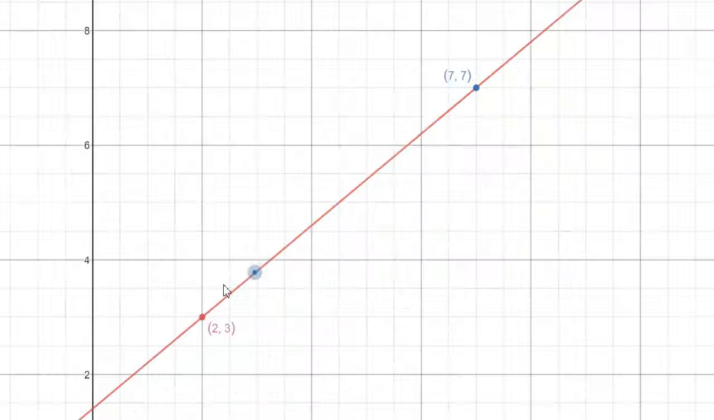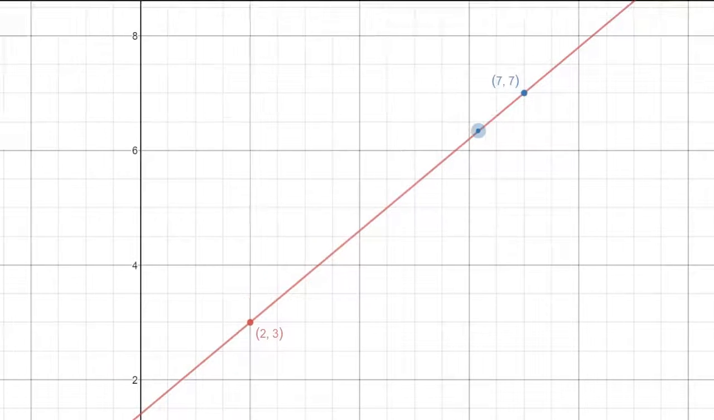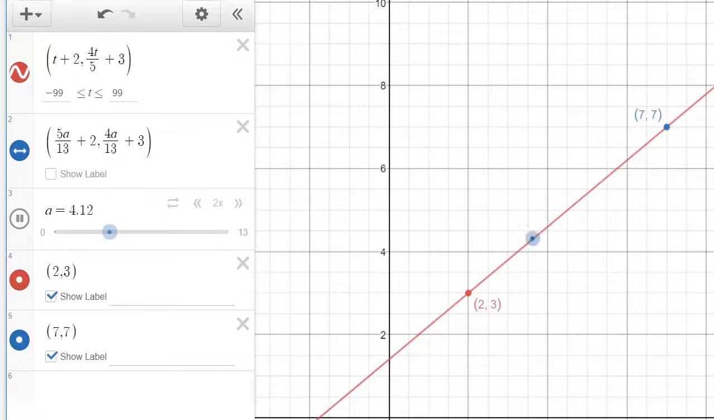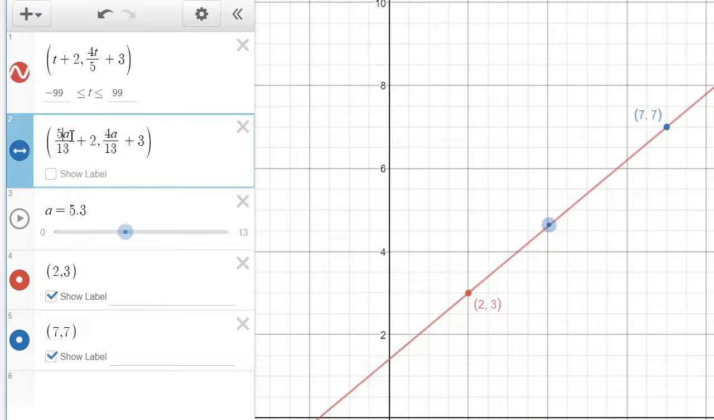Let me illustrate it with a graph plotter. If you punch in these equations and add A as a slider, you can slide A back and forth. When time equals 0, you can see it starts at (2, 3), and when A gets to 13, it terminates dead on (7, 7). So get your graph plotter, plot these in, and slide A back and forth, and you can see it for yourself. Okay.